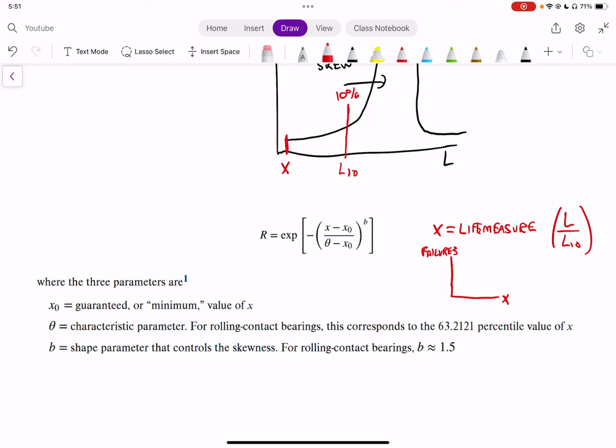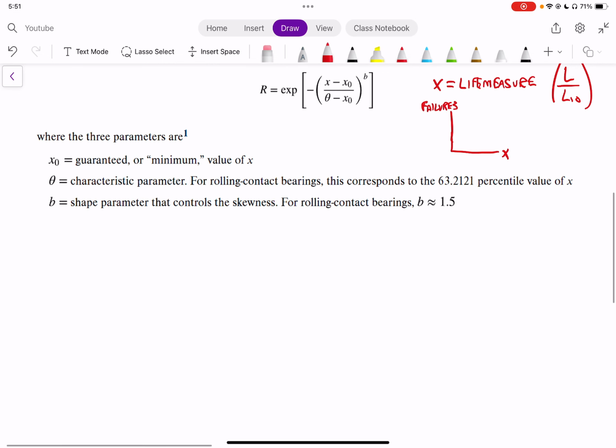Now, theta is a characteristic parameter. This characteristic parameter is how much skewness there is in the graph. So here we see that we have the 63.212 percentile of x for rolling contact bearings. That means there's a certain skewness associated with the graph within the equation. And then b is a shape parameter that also controls the skewness, and for rolling contact bearings, that's equal to 1.5. So we have all of these different terms, and now we can start thinking of how we would solve the problem. So let's think of how we would actually use this graph to make sure that we work at it correctly.